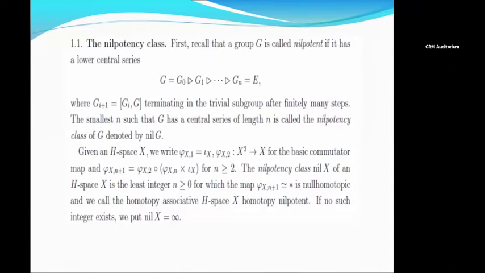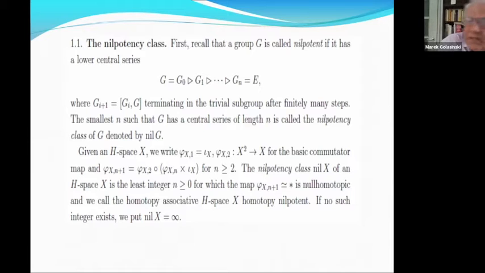Namely, given an H space, we consider a sequence of maps. So we start from identity, that is phi_1, and phi_2 is exactly the basic commutator. Because our space is group-like, we can consider the notion of basic commutator. And then we consider iteration of this. So we define by induction phi_{n+1} as the composition of this basic commutator, and then compose with phi_n across identity for n greater or equal to 2.